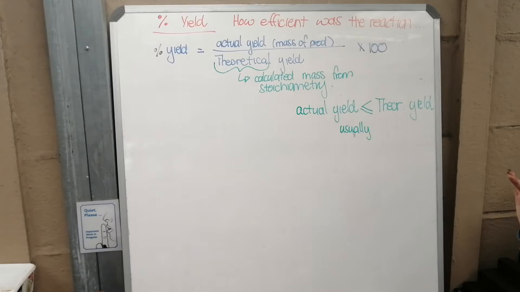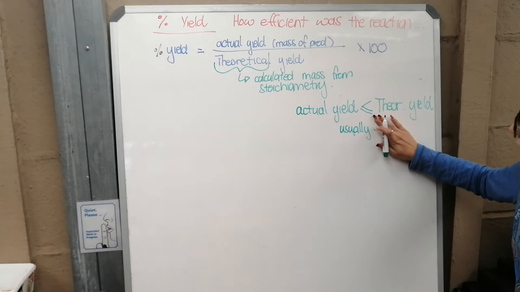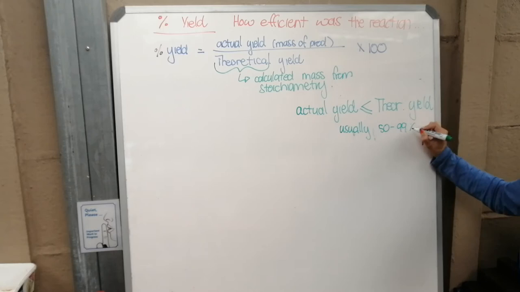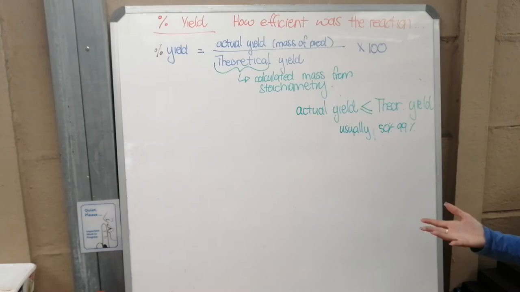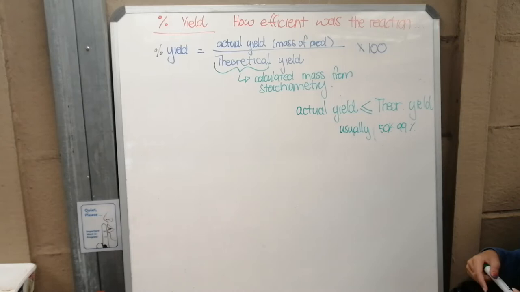It will usually be roughly between 50 to 99%, is what we would expect. If you're getting less than 50%, just double check your calculations. That might be the right answer, but it's very unlikely because that would be a very, very inefficient reaction.